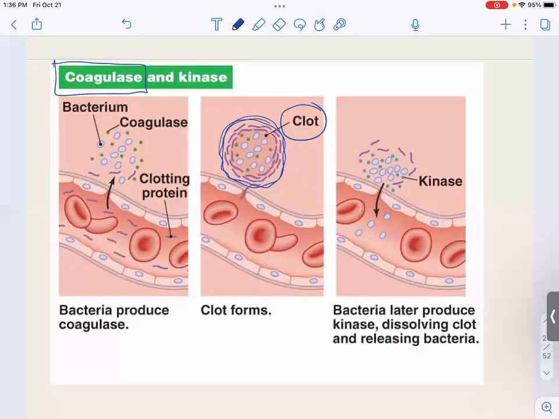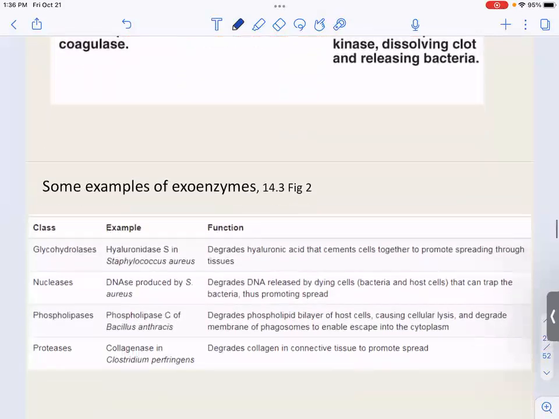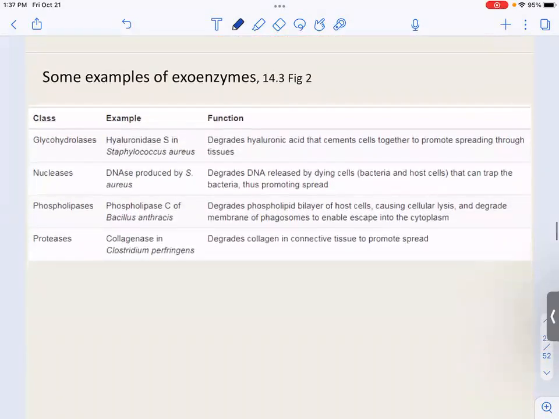So they can grow in number. When the time's right, they've got some critical number and they're ready to go out and invade further. Then kinase will dissolve the clot so that it can invade further. So that's a really effective way of helping the organism to establish an infection. Your book mentions a couple others. We don't worry about them in this class, but we talked about hyaluronidase. Collagenase is similar to hyaluronidase. It helps organisms break down collagen, connective tissue, to help them invade further.